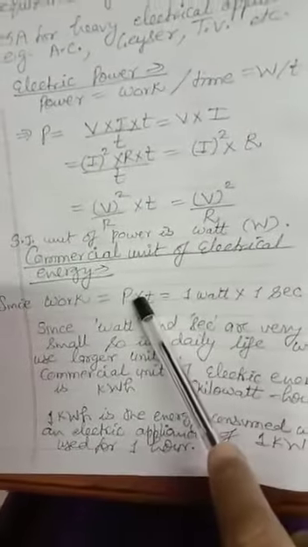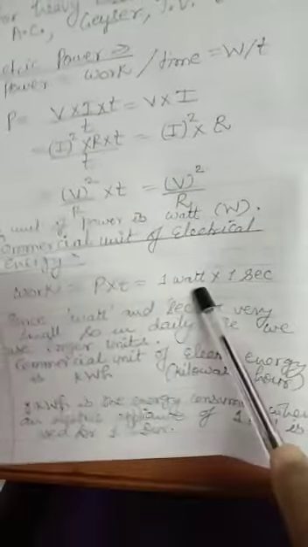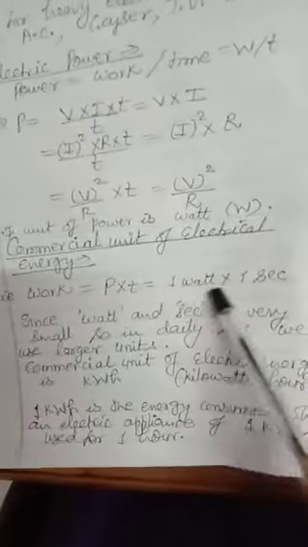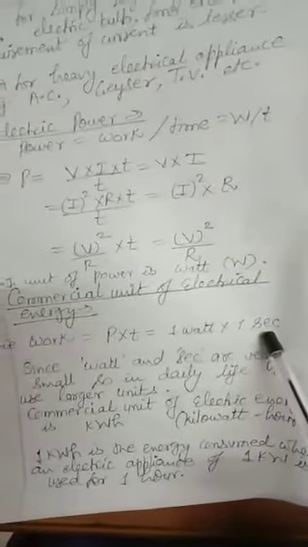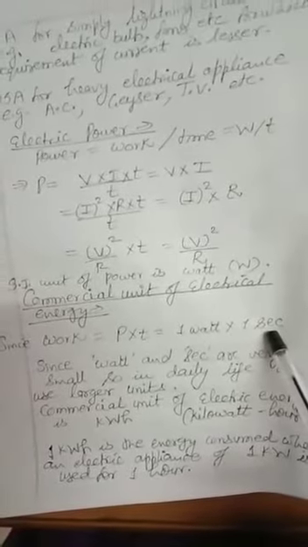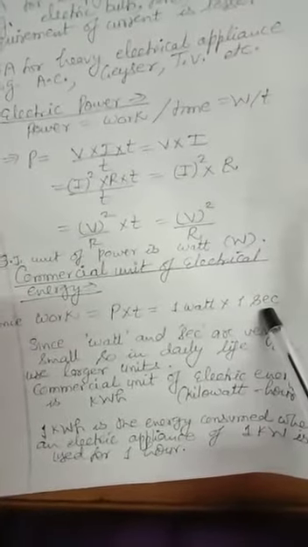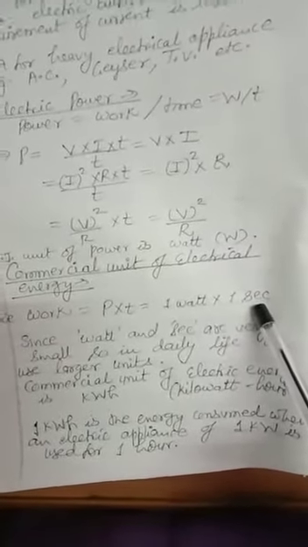Now the next thing is the commercial unit of electrical energy. If we see the formula of power, then we can say work is power into time. The SI unit of power is watt, and time is second. That means if we use any appliance of 1 watt for 1 second, then the energy consumed will be 1 joule. So if we are paying the bill for the month, 1 joule is a very small amount of energy.